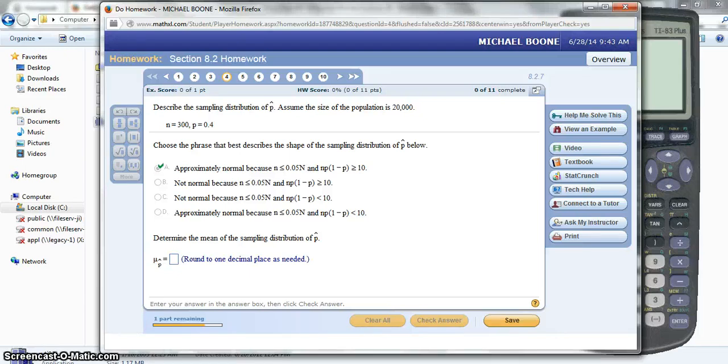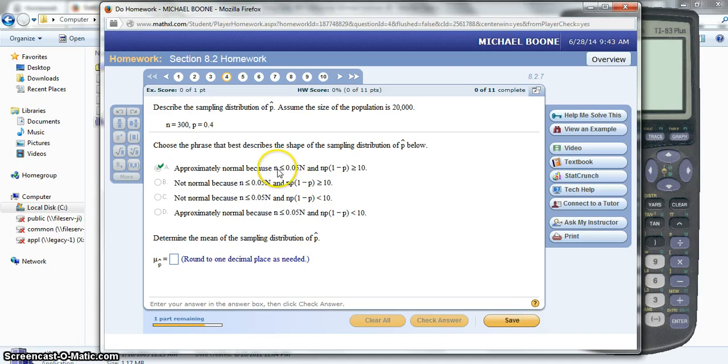Alright guys, here's a question from Chapter 8, Section 2. It's involving proportions. So Section 1 was involving means. Section 2 is involving proportions. So first thing it asks, it's a vocab type question. Why can we use a normal distribution to do this?